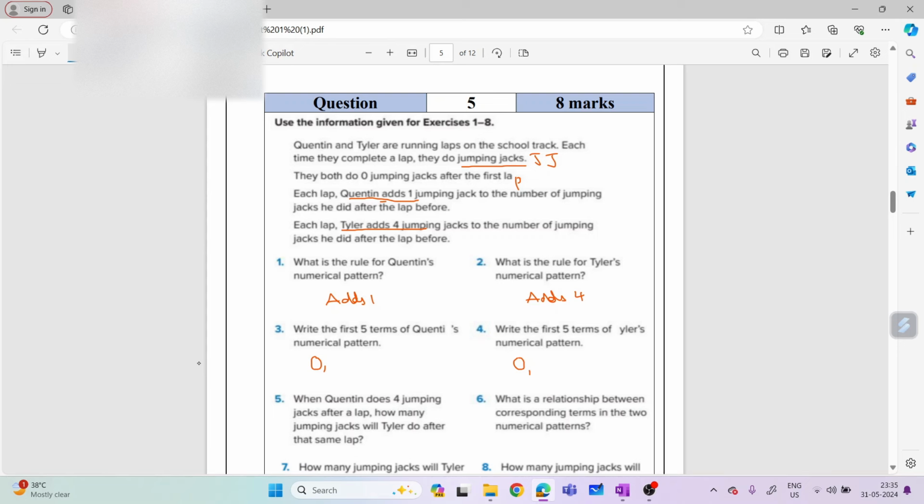So what is the rule? Add 1. 0 plus 1 is 1. 1 plus 1 is 2. 2 plus 1 is 3. 3 plus 1 is 4. 4 plus 1 is 5. So on, so on. Now for Tyler's, add 4. 0 plus 4 is 4. 4 plus 4 is 8. 8 plus 4 is 12. 12 plus 4 is 16. 16 plus 4 is 20. So on.